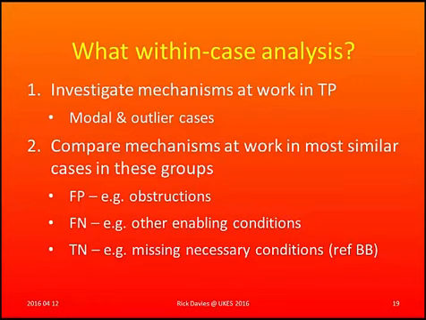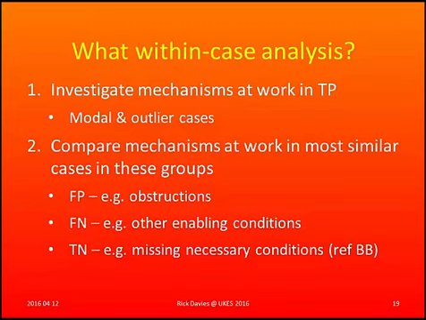In the true positives, we need to find some plausible mechanisms at work, ideally in both modal and outlier cases. We can identify these using a measure known as Hamming distance. We then want to identify differences between these cases and those in the other 4 categories. These are some of the ideas I have been considering.